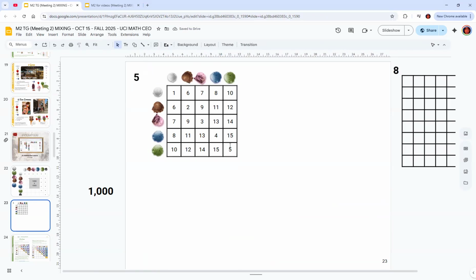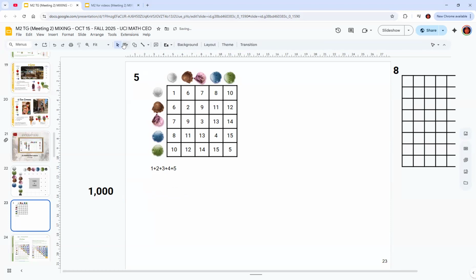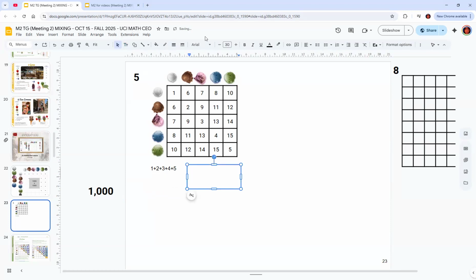So that's one way. But then you could say how we could count these faster. So there are several ways students could say, okay, it's just adding these numbers here, here, here, here, and here. So it's a nice sum, 1 plus 2 plus 3 plus 4 plus 5. Let's write that. That's one way that students could think about this. Another way could be the following. And this could be good to generalize later.